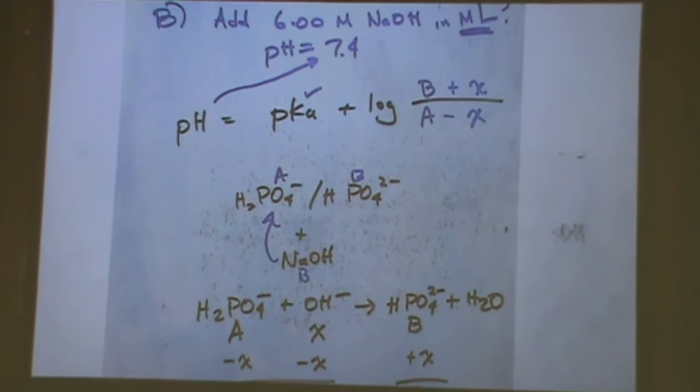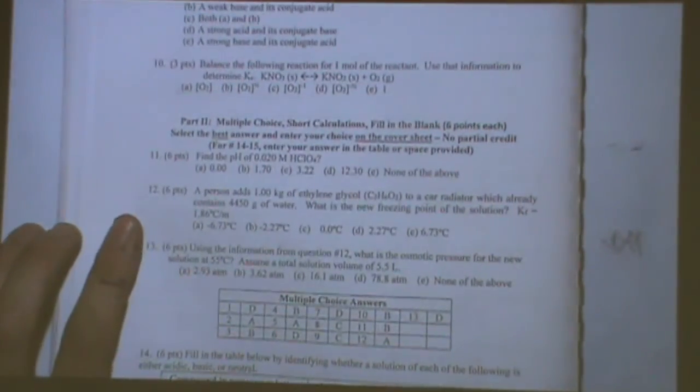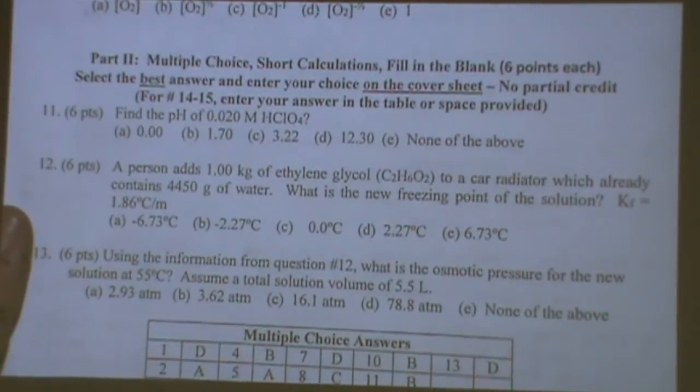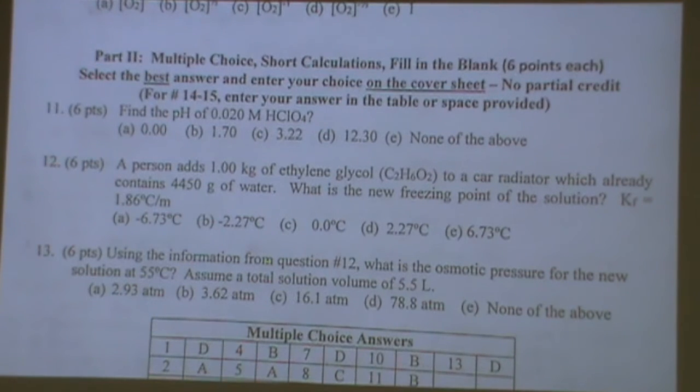What number on page 92? 12. The ethylene glycol. Don't know if it's A or E. Oh, okay, good. I don't even have to do math. We don't even need math because you know it's either A or E for number 12, right? Anybody? Is it A or E?